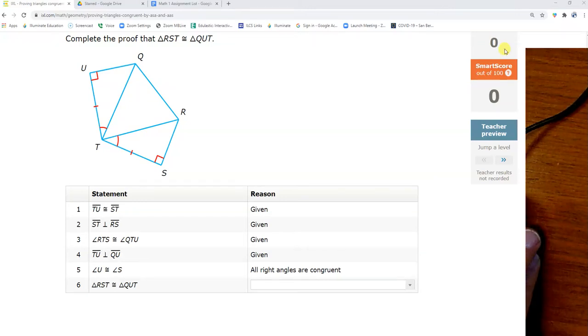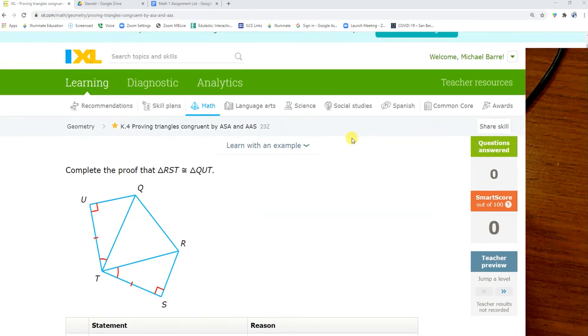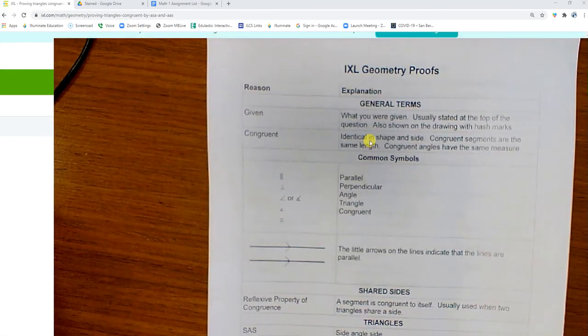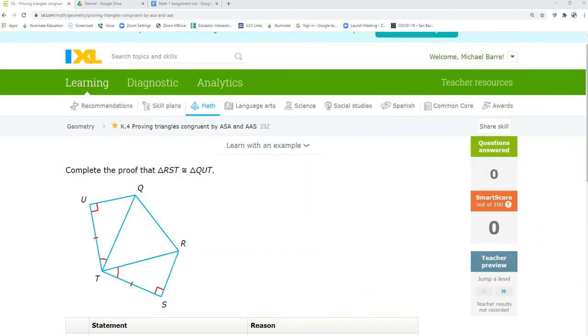Hey, it's Mr. Barr, and what are we doing here? Proving triangles congruent by angle, side, angle, and angle, angle, side. I've got my IXL geometry proof sheet here so I can refer to it.